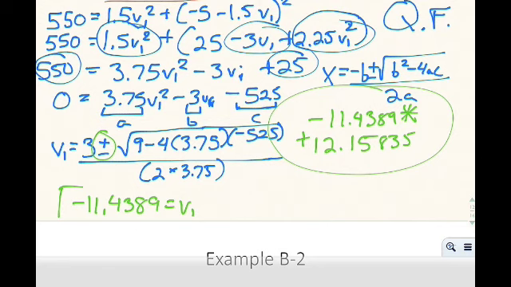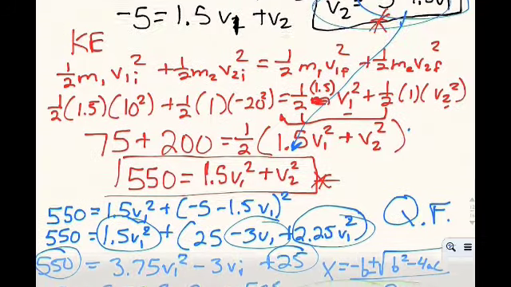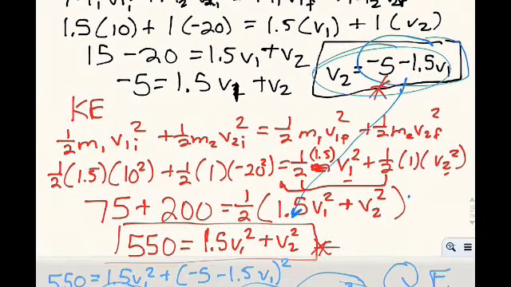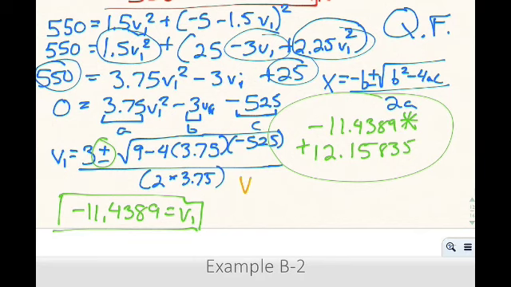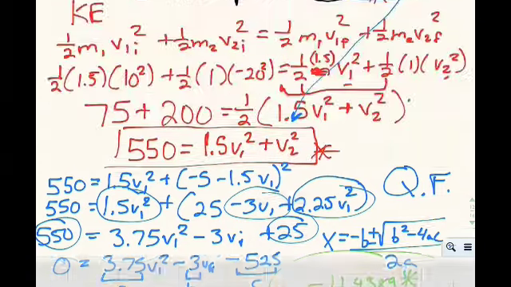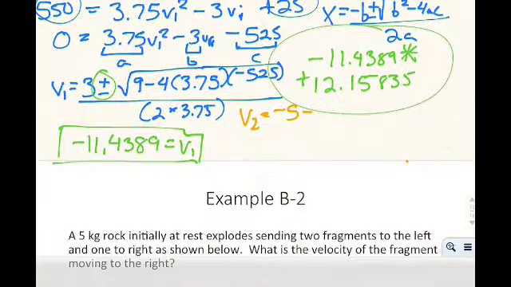Now I need to solve for the velocity of V2, which was the second part of this. Well, luckily, this is actually pretty easy. If you look, I already had an equation that I solved for V2, and that's this right here. Remember, V2 is equal to negative 5 minus 1.5 V1. So all I have to do is take this thing, multiply it by 1.5, and when I do that, you're going to get a pretty reasonable number.